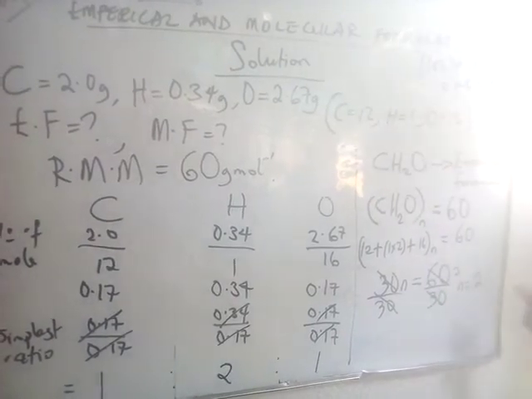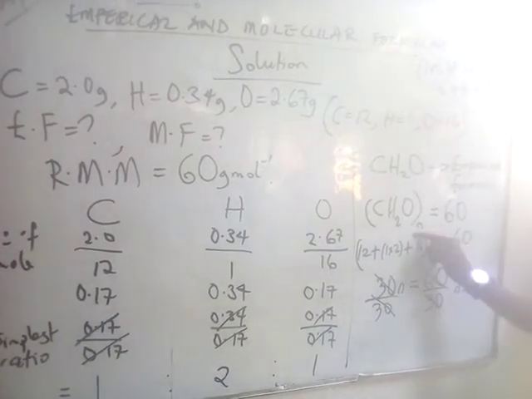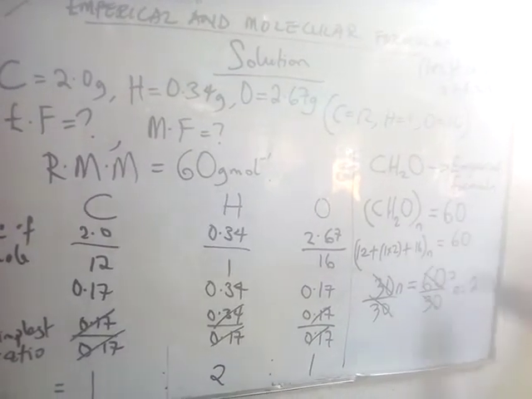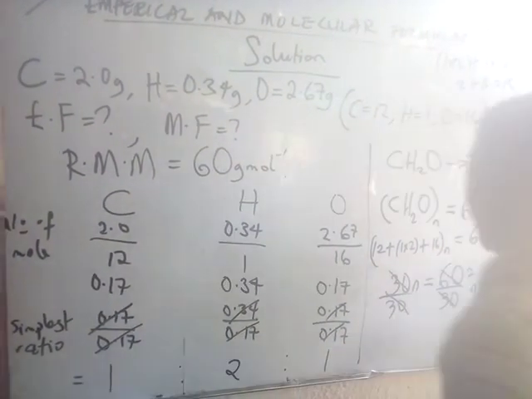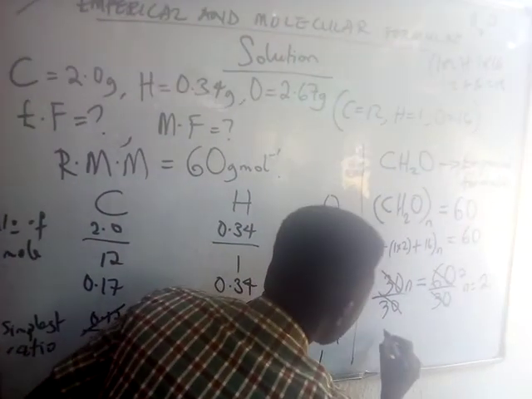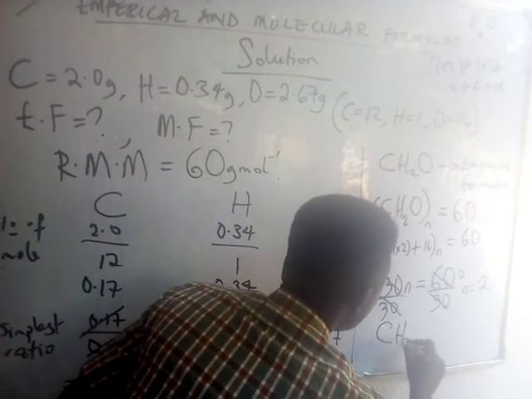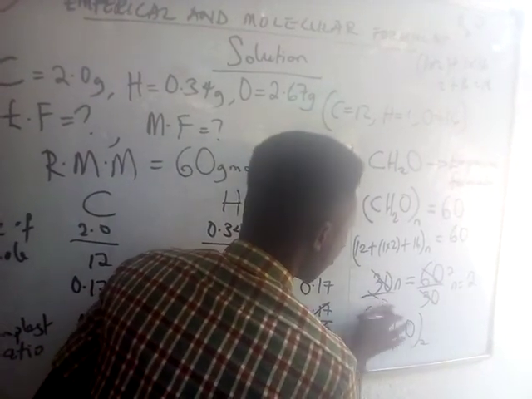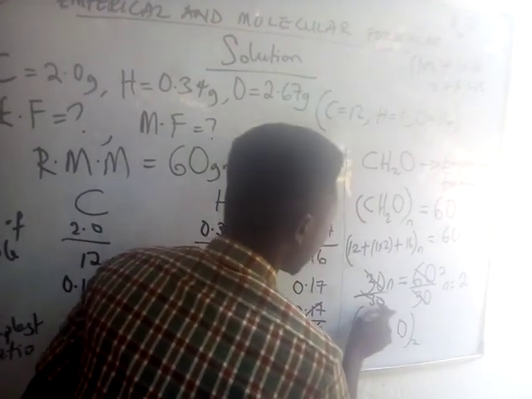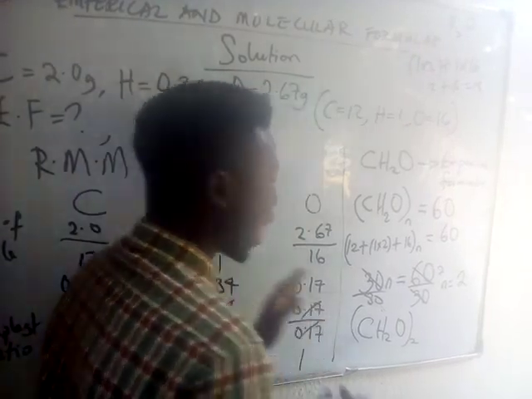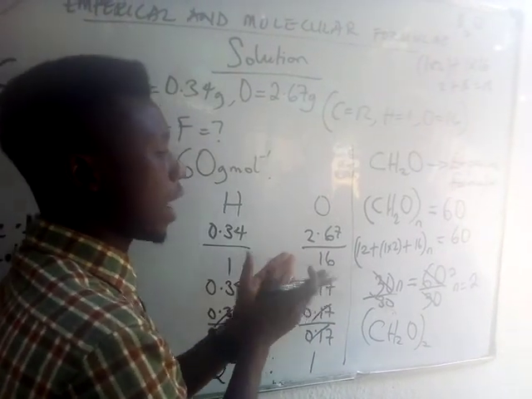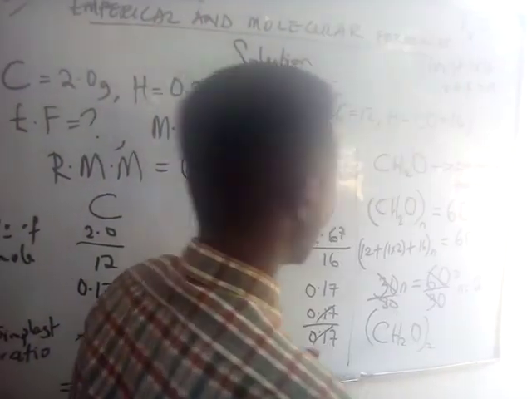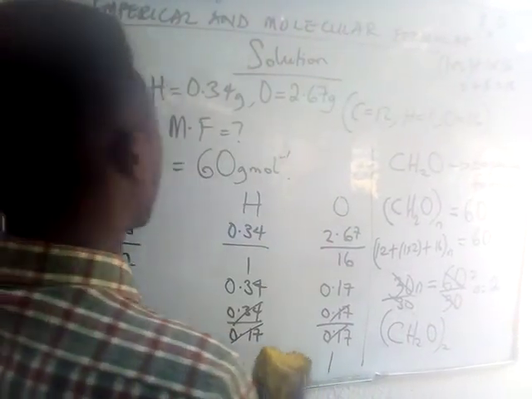2. So which means we have to put our N back. So N is standing for what? 2. So we have to put it back. And then we say CH2O, then 2. Now, how are we going to write our molecular formula? You expand or open the brackets.